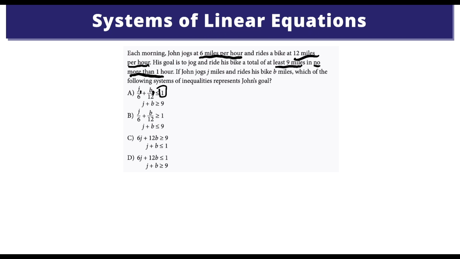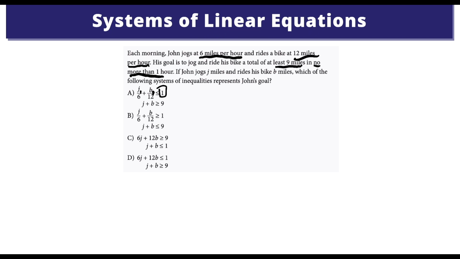The reason it's not these over here or these over here is because we're not really looking for how many miles he could jog or how many miles he could bike. We're looking for how much time would elapse. And that's what these fractions are for.